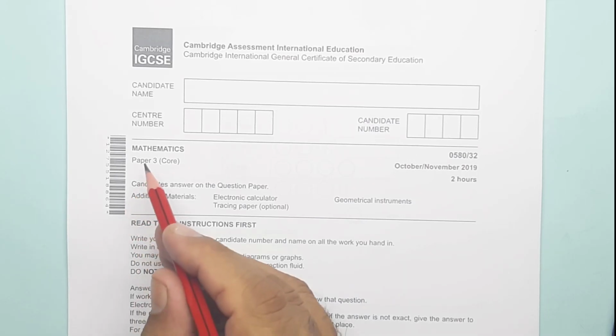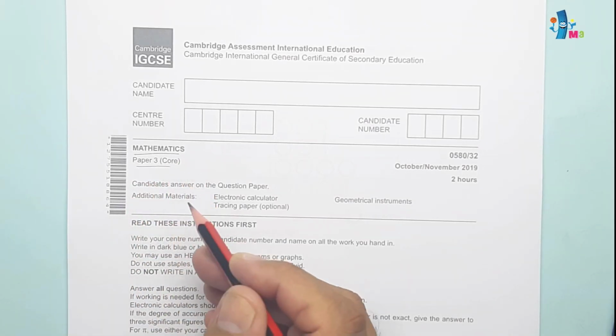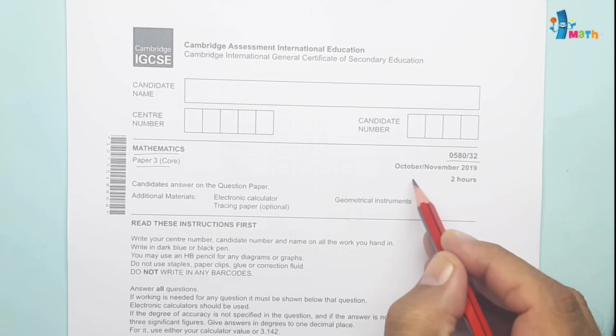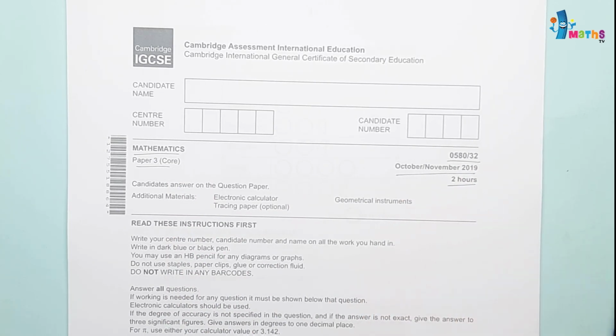Today we'll be going through IGCSE Mathematics paper 3 core, 058032, October-November 2019.